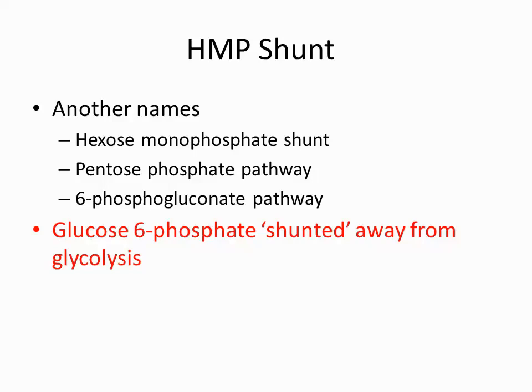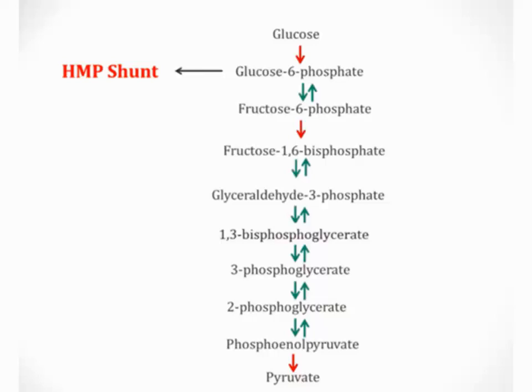Before we start HMP Shunt, there are other names for it, which are hexose monophosphate shunt, pentose phosphate pathway, or 6-phosphogluconate pathway. This is called a shunt because glucose 6-phosphate will be shunted away from glycolysis, which is the original route for glucose 6-phosphate to make energy. So this is the original process for glucose 6-phosphate to go for glycolysis or making energy, but glucose 6-phosphate will go to the HMP process. That's why it's called HMP shunt, because glucose 6-phosphate is getting shunted away to this process.